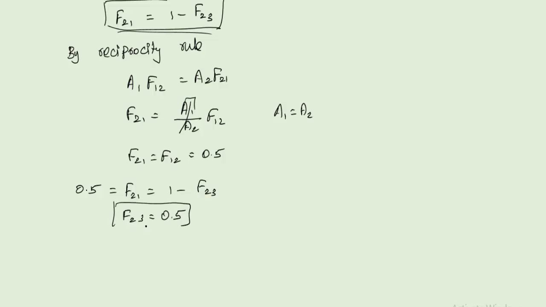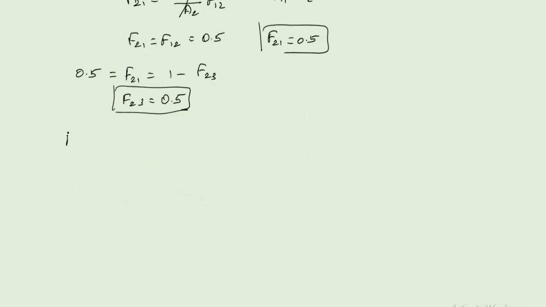So this is another answer. F23 equal to 0.5. Similarly, F21 equal to 0.5. Okay, then the result will be F11 equal to F22 equal to 0, and F21 equal to F12 equal to F13 equal to F23 equal to 0.5. Okay, thank you all.